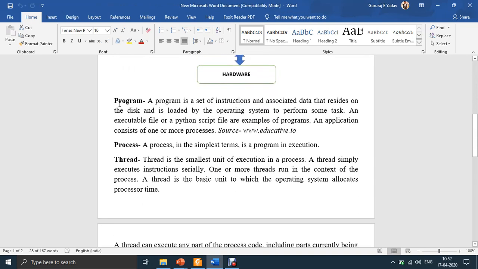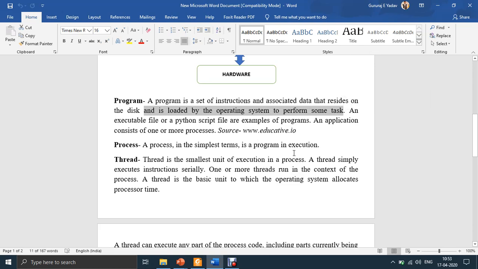So now next we will move on to program. So what is a program? A program is a set of instructions and associated data that resides on the disk. As soon as it is disk, it means secondary memory. So a program is a set of instructions and associated data which is present in the secondary memory and is loaded by the operating system to perform some task.